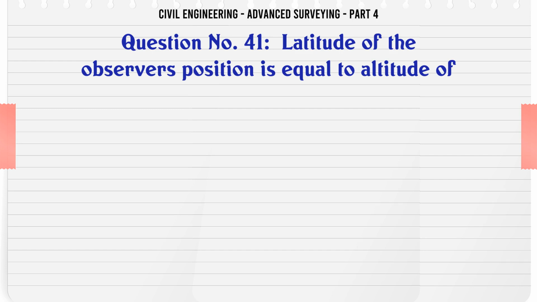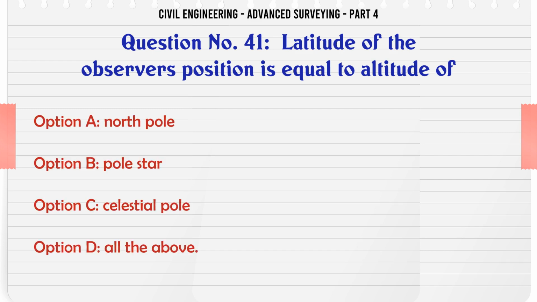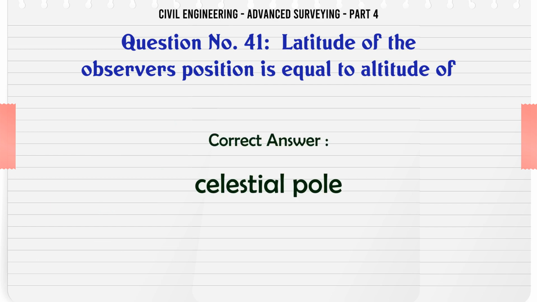Latitude of the observer's position is equal to altitude of: A. North Pole. B. Pole star. C. Celestial pole. D. All the above. The correct answer is celestial pole.